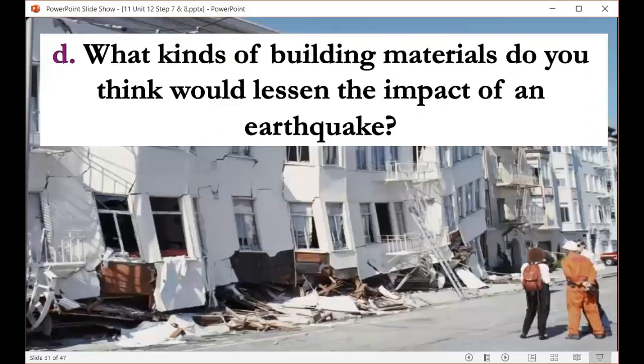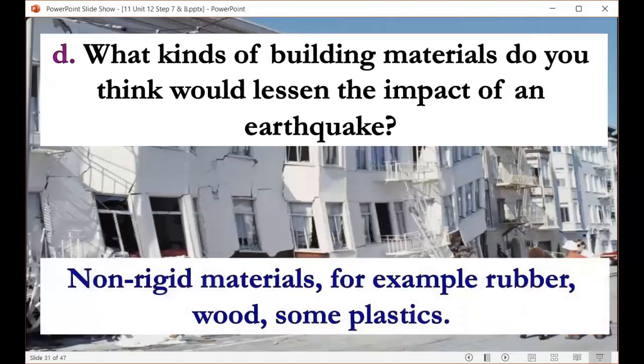Question D. What kinds of building material do you think would lessen the impact of an earthquake? Yeah, excellent. We can use non-rigid materials. For example, we can use rubber, wood, and also some plastics.